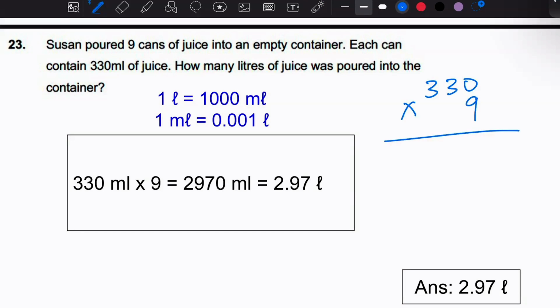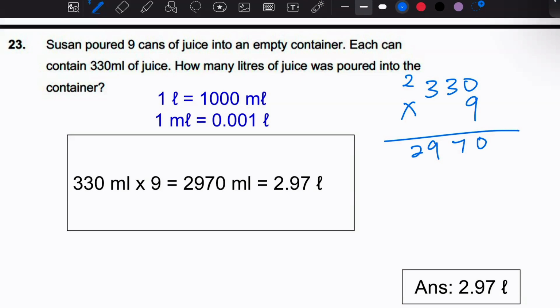Okay, 9 times 0 is 0. 9 times 3, 27. Okay, 9 times 3, 27. 27 plus 2, 29. Okay, so this is 2970 ml.